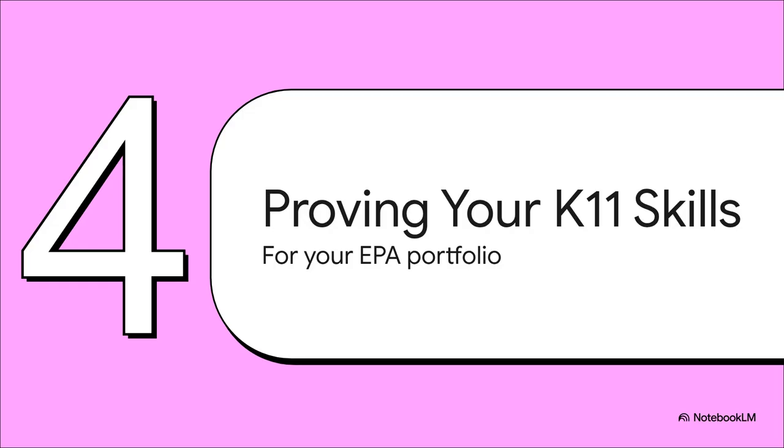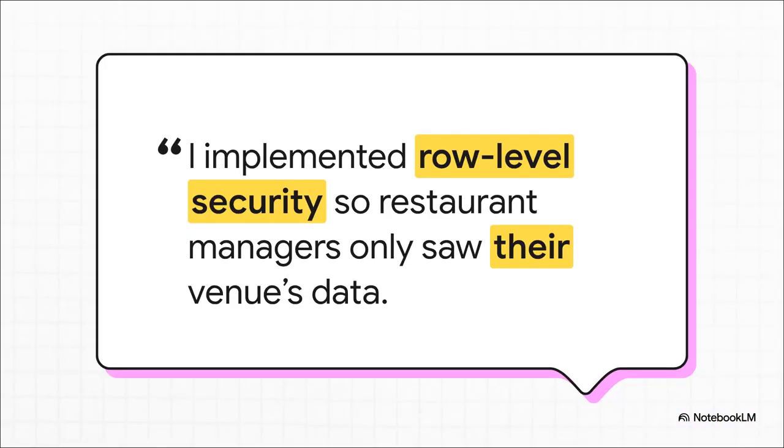All right, let's get to the part that really matters for an apprentice. How do you prove you can do all this? Because for your endpoint assessment, your EPA, you can't just say what you did. You've got to show why it was so important. Now this is a great portfolio statement. Why? It's specific. It names the exact technique, row-level security, and it clearly states the business impact, protecting sensitive data so managers only see their own stuff. It's a perfect demonstration of the principle of least privilege.